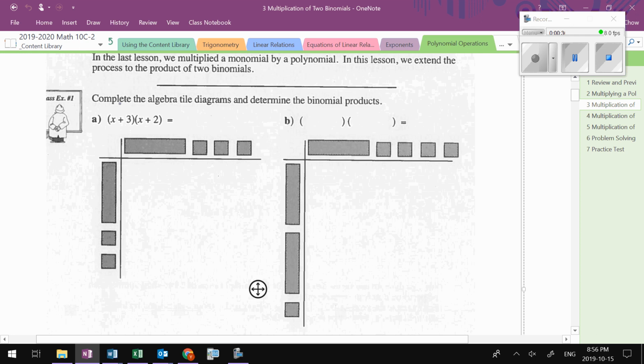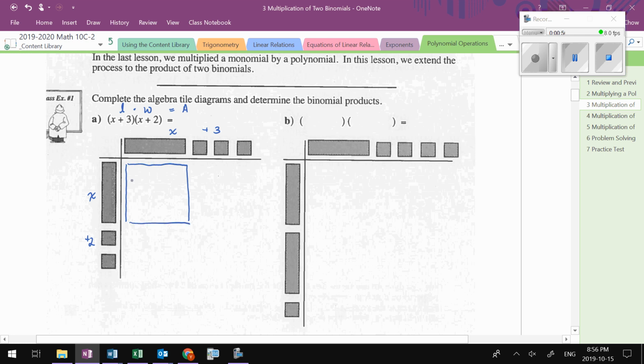And so again, we're looking at a length times a width, and the product is the actual area of the two together. So we can see here we've got our positive x plus 3 multiplied by x plus 2. If we fill in the area model, we can do it in a couple of ways. I know some of you like drawing those individual tiles.